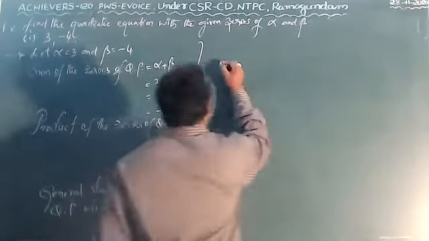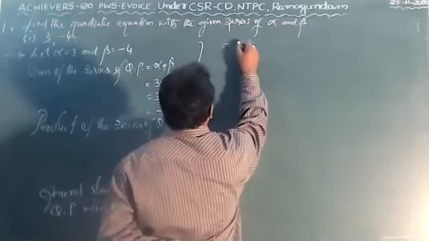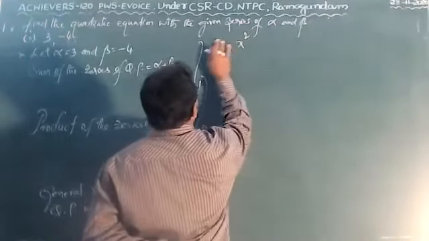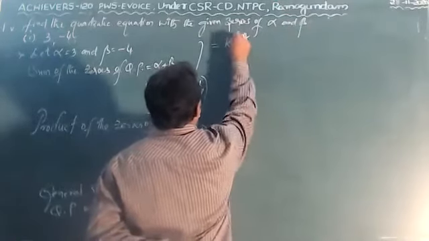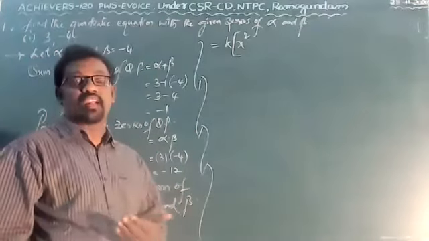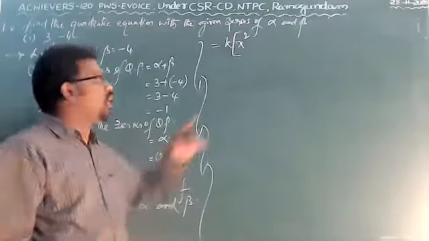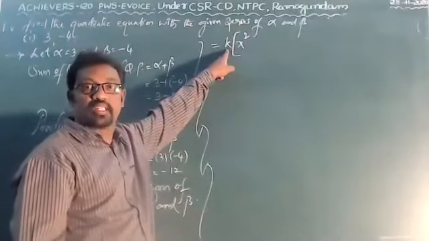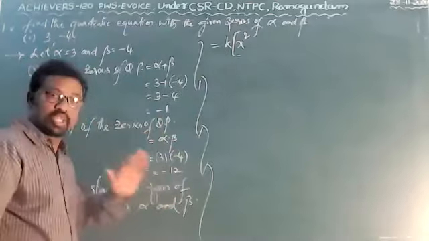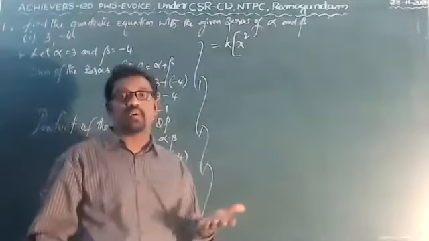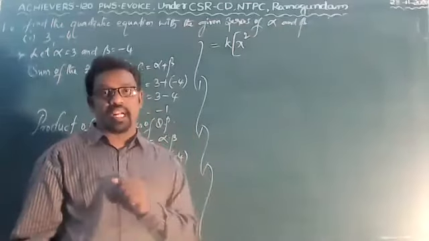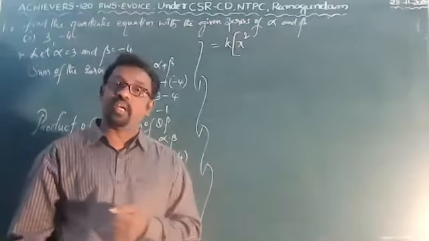The formula is k into x square, where k is a constant number. If there is a denominator, this will be very useful. Actually, there is no denominator here, but you should still take k. You will see one more question with a denominator so that you can understand it very clearly.